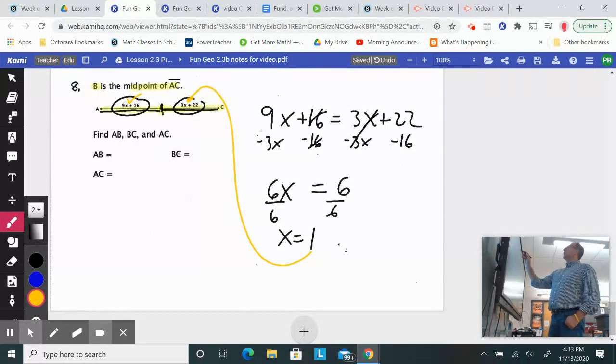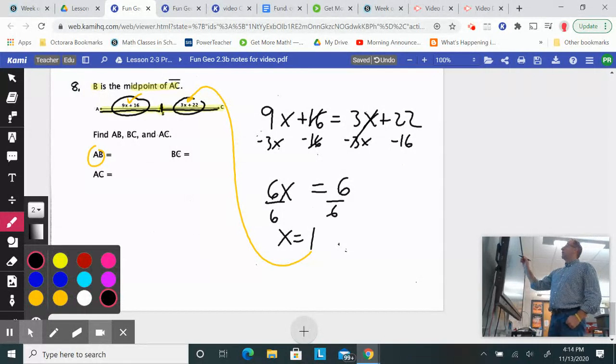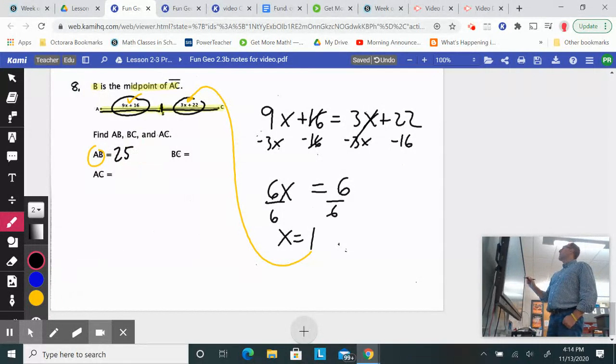So how far is it from A to B? 9 times 1 is 9 plus 16 is 25. So that would be 25. B to C has got to be the same thing because they're supposed to be equal. If I put a 1 in for x, 3 times 1 is 3. 3 plus 22 is 25. So what's the distance from A all the way to C? You just add the 25 to 25 and you get 50.